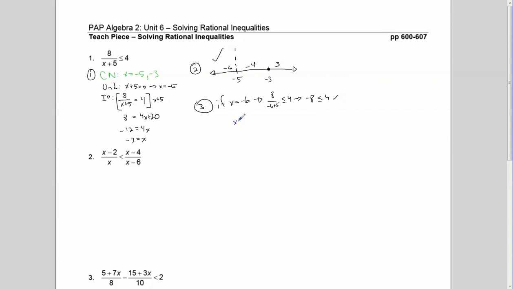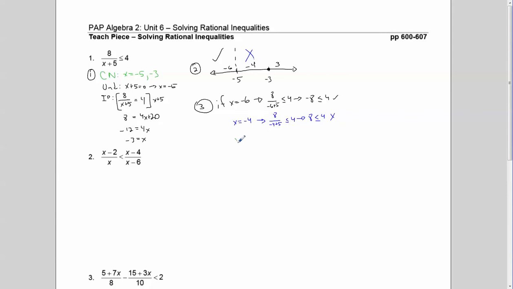Next, when x equals negative 4, we have 8 divided by negative 4 plus 5 is less than or equal to 4. So negative 4 plus 5 is 1. 8 divided by 1 is going to be 8 is less than or equal to 4. So that one does not work out. Not a true statement.